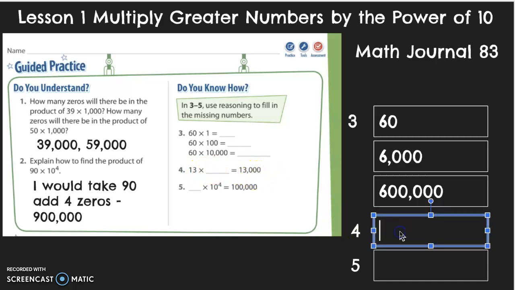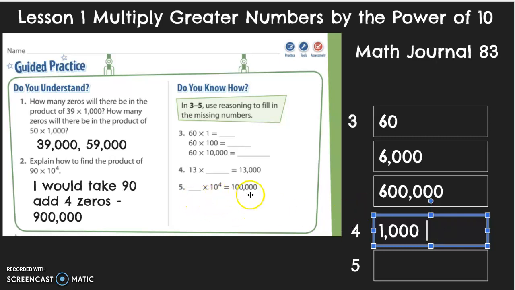13 times what equals 13,000? It has 3 zeros on it. So I would say times 1,000. You could have also done 10 to the 3rd. I can't really make a 3 there, but if that 3 was smaller, it would be 10 to the 3rd. I'm just going to leave it as 1,000.